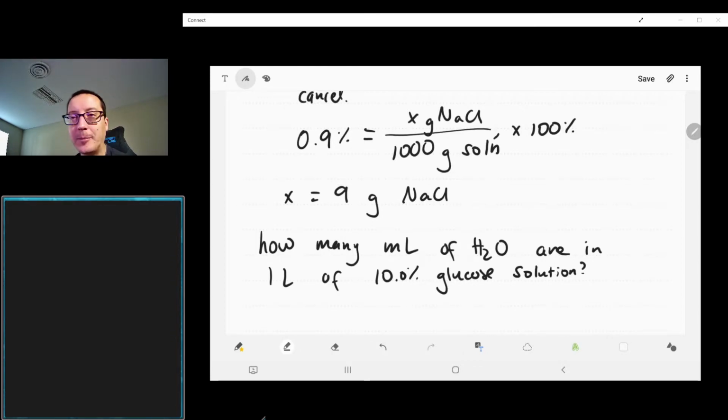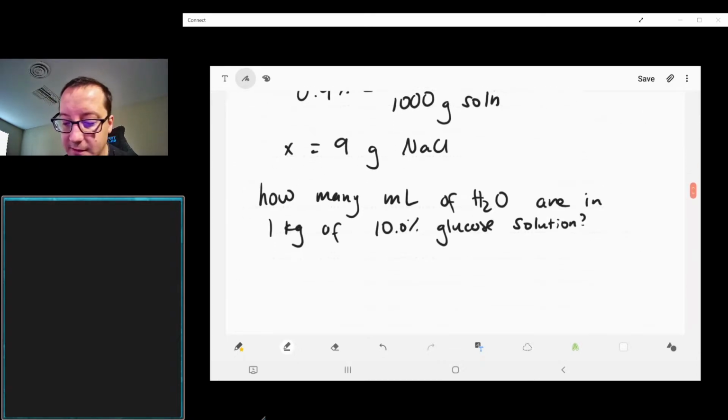All right, upping the ante a little bit here. This time I'm asking you how many milliliters of water are in 1 liter of 10% glucose solution. All right, so with that, let's just say a kilogram. We'll make this a little bit easier. But we can still work with this problem.